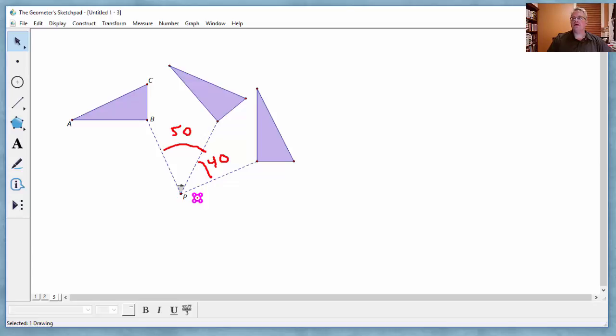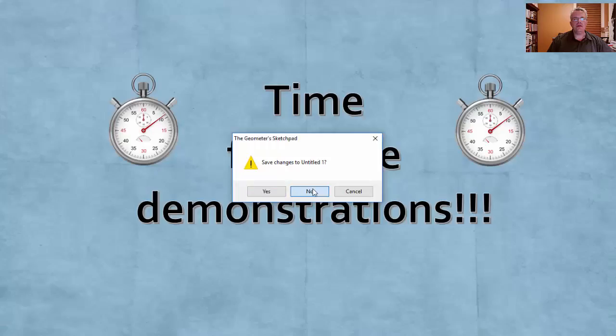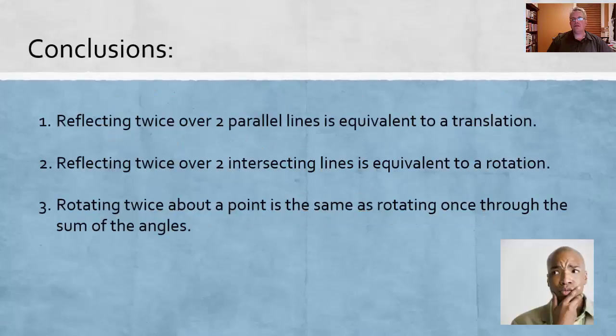All right, that's enough of a demonstration here. And we have the conclusions here. So we saw 3 things. Reflecting twice over 2 parallel lines is equivalent to a translation. Reflecting twice over 2 intersecting lines is equivalent to a rotation. And the third one is rotating twice about a point is the same as rotating once through the sum of the angles. Like instead of 50 and then 40, just rotating once through 90 would have been the same thing.